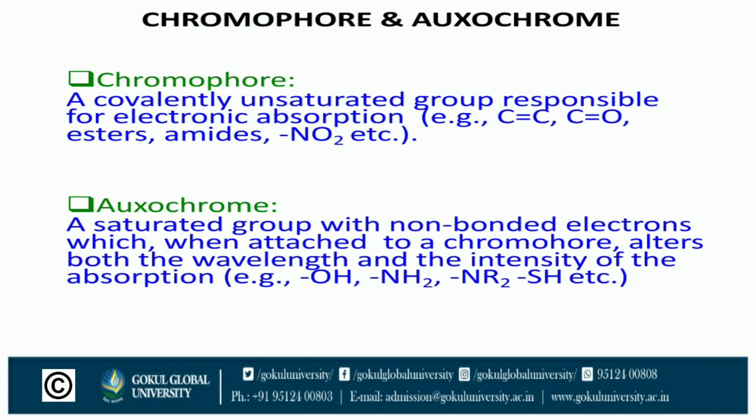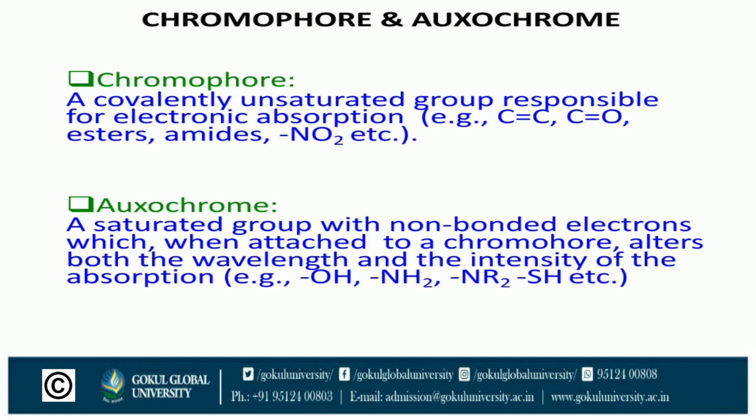We also studied in the last video that an electron gets energy from the UV light, is excited, and goes to the excited state from the ground state. So some groups must be present in the compound which are responsible for the electronic absorption. Again, what is the meaning of chromophore? A covalently unsaturated group responsible for electronic absorption.